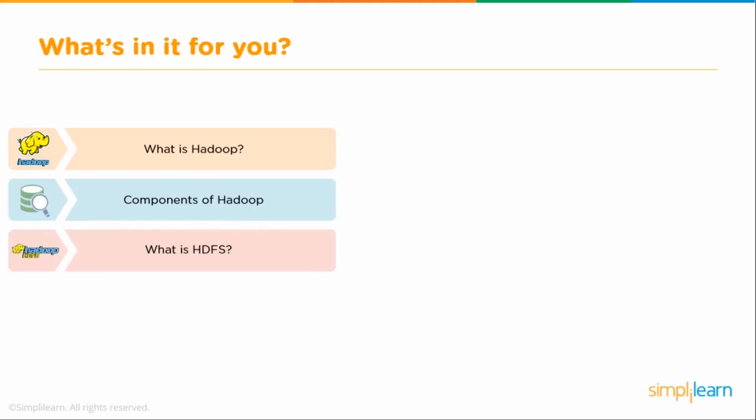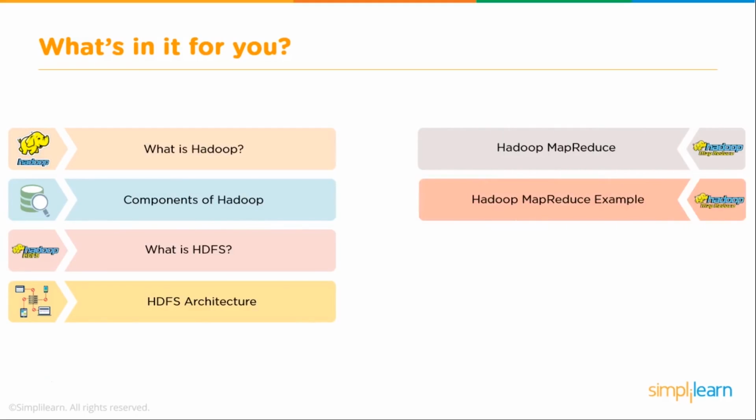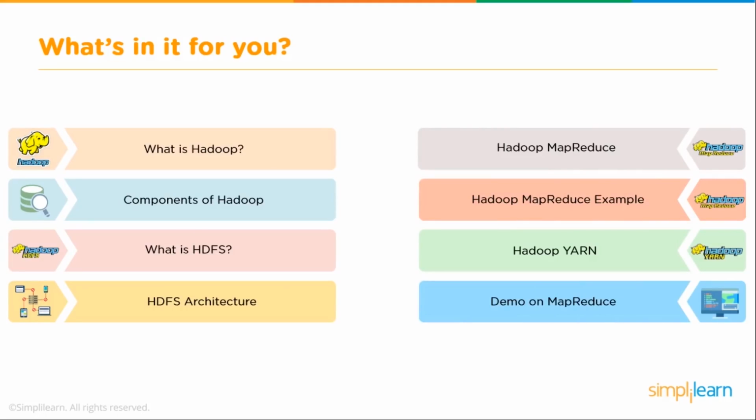Now, what is Hadoop? What are the components of Hadoop? What is HDFS? And what is HDFS architecture? This becomes very important for anyone to work on big data. Now, there are other programming models. One of them is Hadoop MapReduce, and basically Yarn, which takes care of resource allocation. So we will learn about all of these from here.